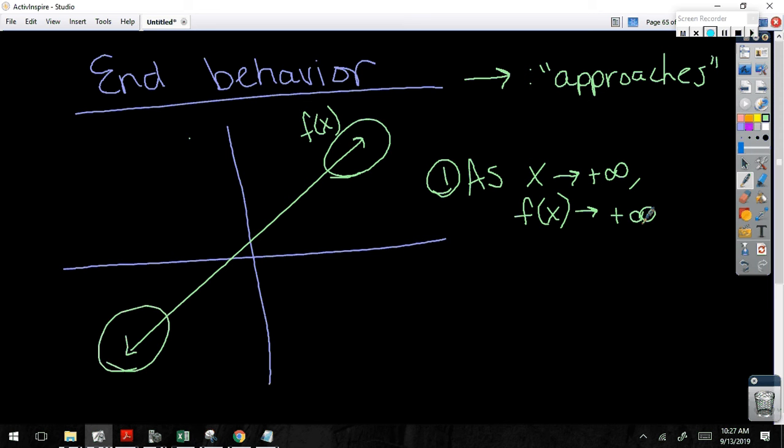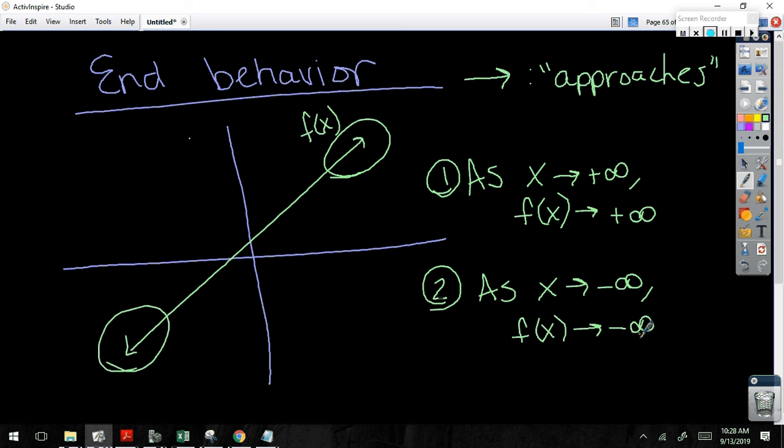Now we said there's two ends. That was the right end. How do you think I might describe the left end of the graph? As x approaches negative infinity, what is the graph doing? What is f of x doing? That's exactly right. What if it was like this, I'll show you. Okay, so understand how we read this and what this is saying. The right side of the graph is going up, the left side of the graph is going down. It's just a mathematical way of saying that. That's all it's doing.